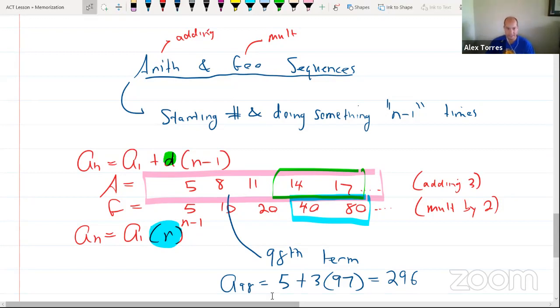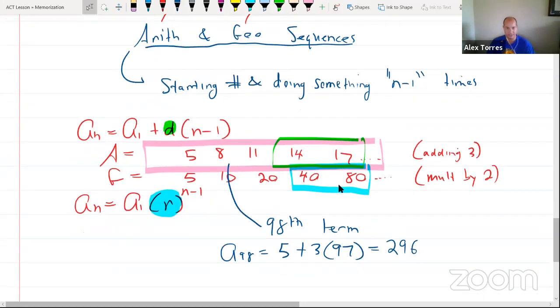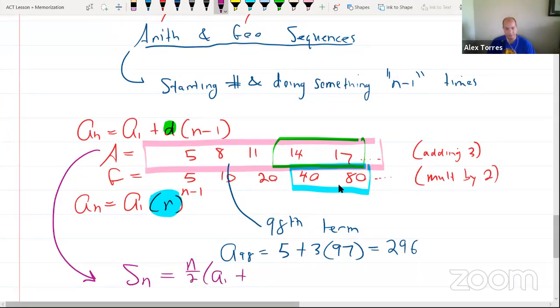And one last thing to add to our conversation about sequences for the arithmetic sequence is that the sum of n numbers is n over 2 times a1 plus an. So for instance, if I wanted the sum of the first 98 terms, that would be 98 over 2 times 3 plus 296. And whatever that simplifies to, that would be the sum of the first 98 terms.